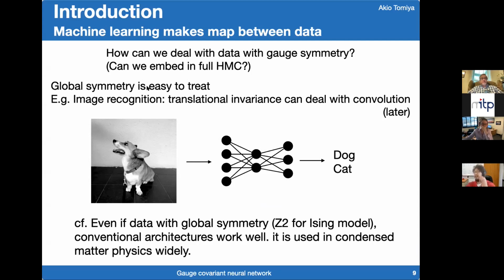So this is kind of common knowledge that global symmetry is easy to treat. For example, in the image recognition case, the translational invariance can be dealt with by a convolution. I will explain later. And by using a convolutional neural network, we can easily classify this kind of image. And if the data has a global symmetry like Z2 for the Ising model, then a conventional neural network architecture works well, and it is very widely used in condensed matter physics.